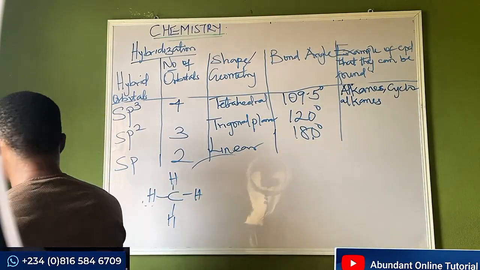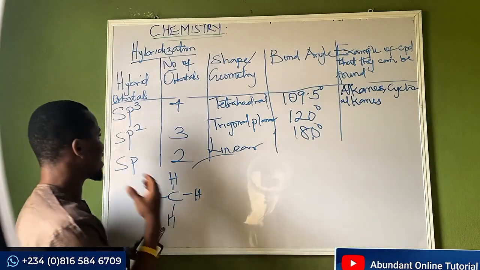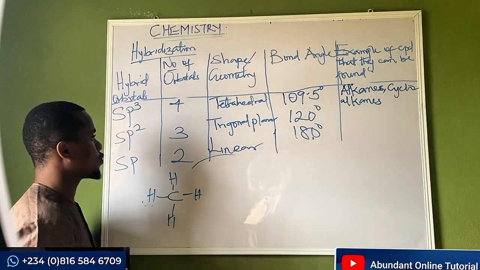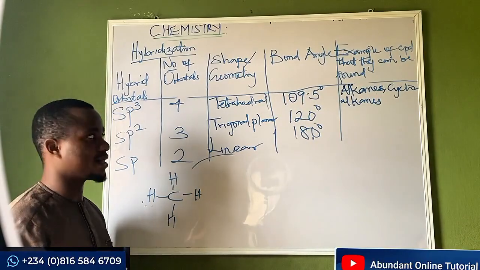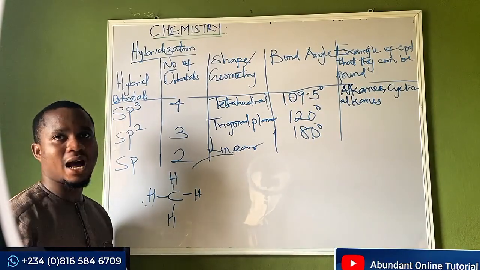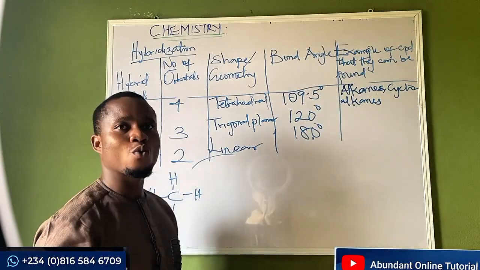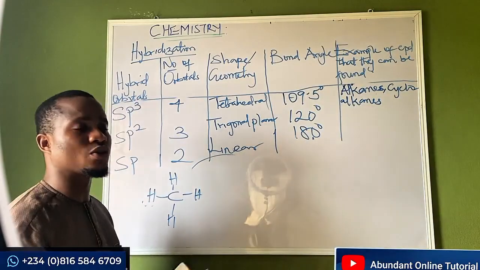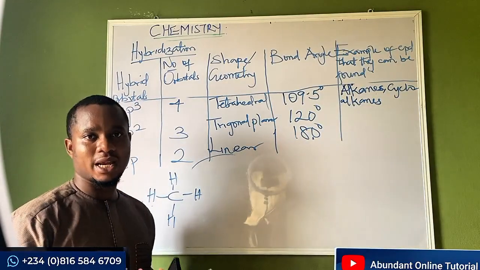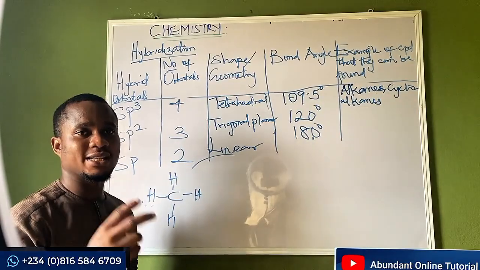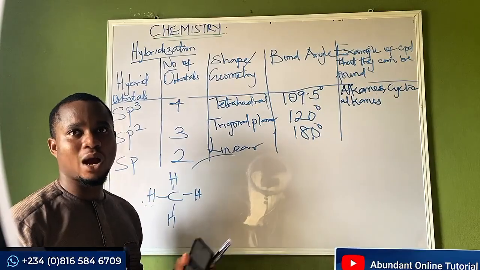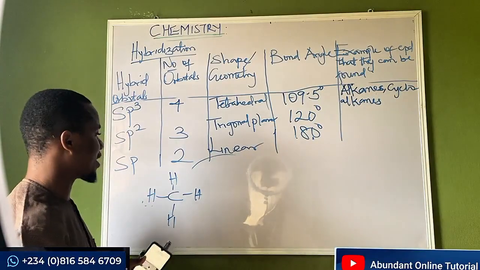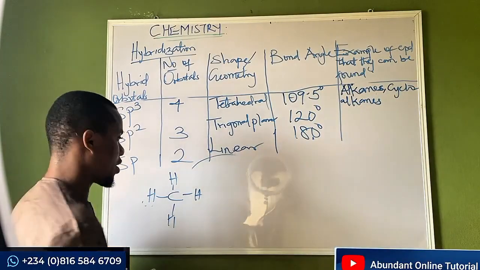When you see sp2, it can be seen in alkenes, or when there is a presence of a double bond in a compound. That compound is sp2 hybridized, or when the carbons are bonded with a double bond. All right.